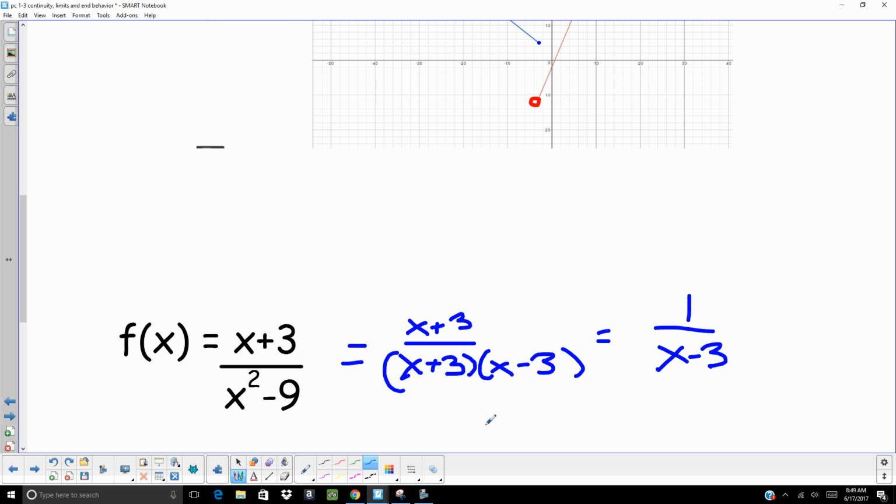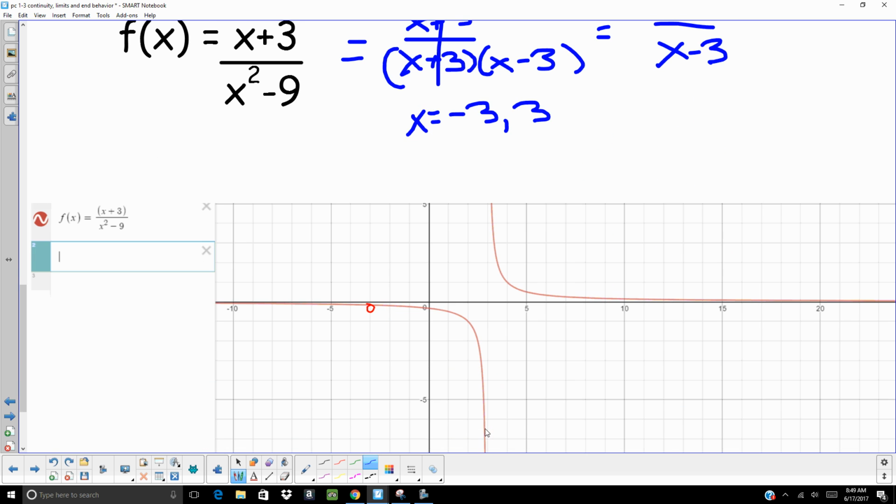All right. What I did was I went ahead and factored this. I noticed that was a difference of 2 squares. Your x plus 3's cancel. We know that we're not allowed to have 0 in the denominator, so x cannot equal -3 or +3. One of those canceled out.